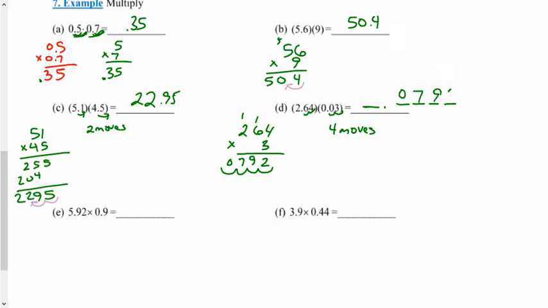That's how I get my 4 decimal places. 0, 7, 9, 2. And then again, don't forget it's always nice to put a number in front. So probably the best way to write this, we don't usually put those blanks. That's a little bit cleaner of a way of writing this.